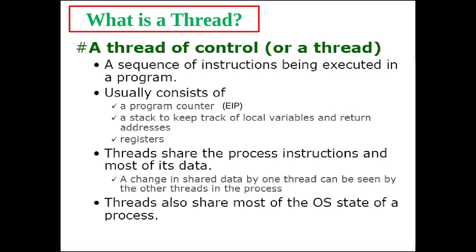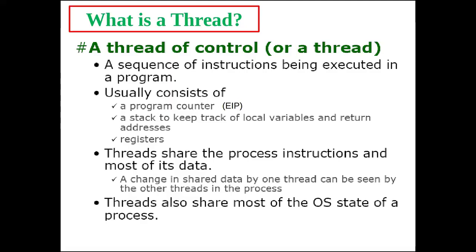Then come registers. Registers are small storage locations inside the CPU. So they store temporary values and intermediate results during the execution. And these are required for fast execution. So a thread is not just an idea. It is made up of program counter, stack, and registers. Together, these define the execution of the program.